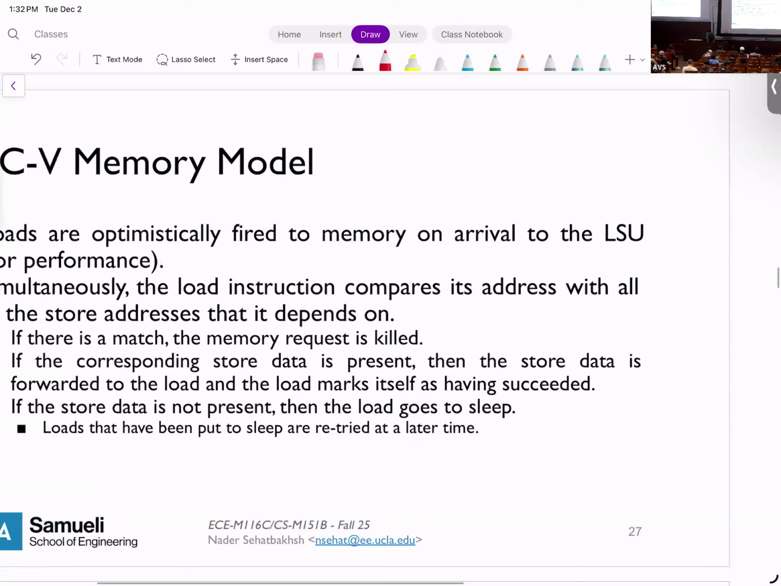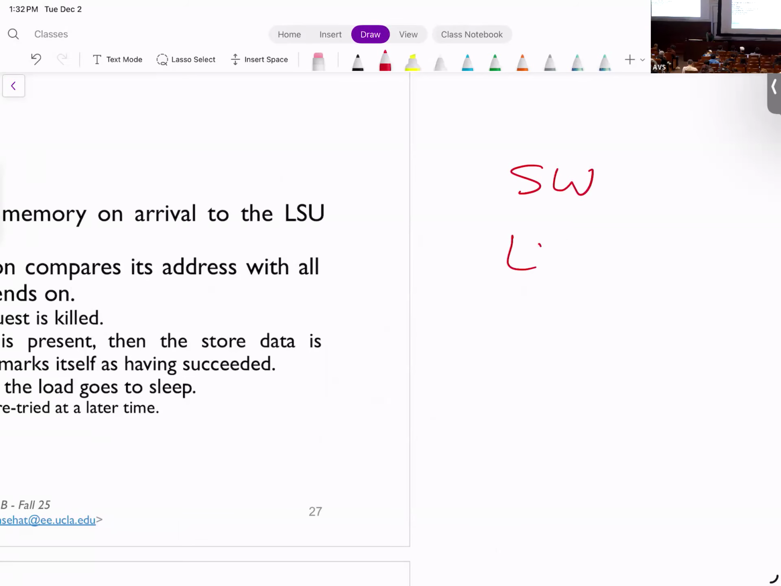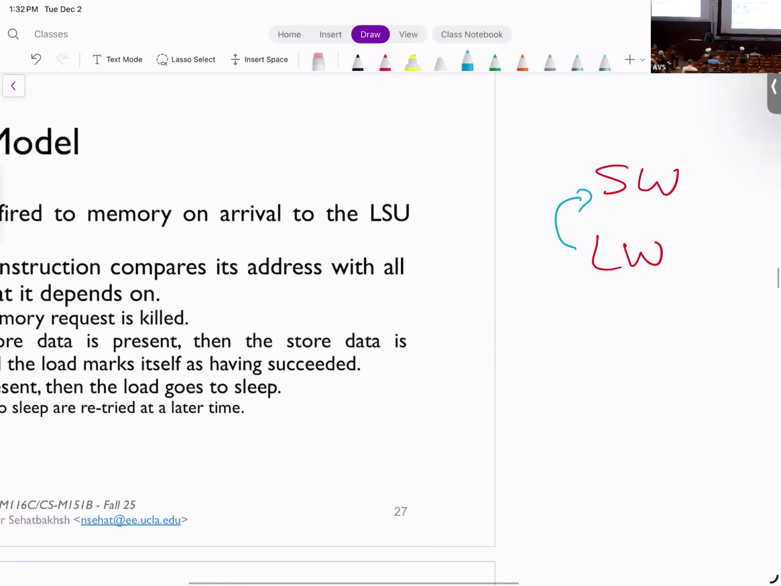Okay, so if I have a store and I have a load, right? What will happen is that this load should get its value from the store, right? So what this says is that the moment the store comes to the LSU, we fire it, okay? If there are no other addresses that are dependent here, we let this continue and then we get a performance boost. If we find a previous store that is dependent, we're going to kill this request because it's no longer a valid request, right? Because there is an updated value that needs to happen first.